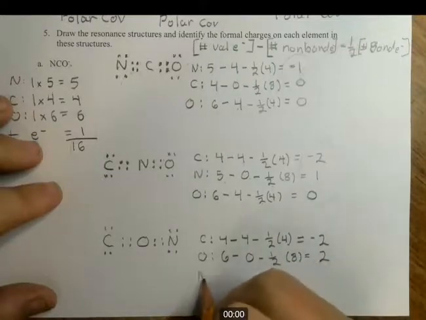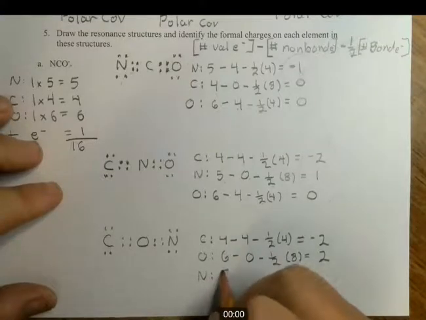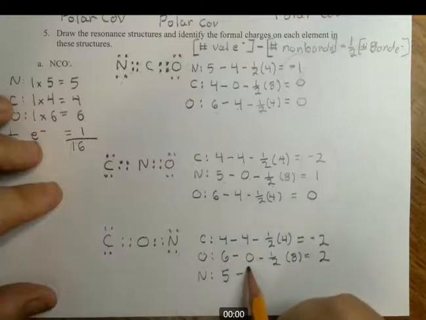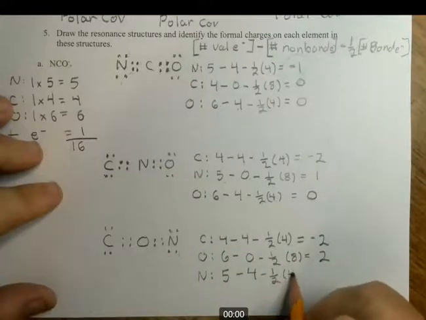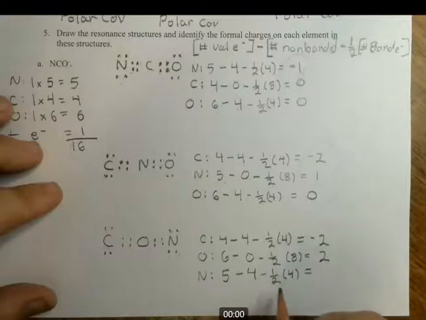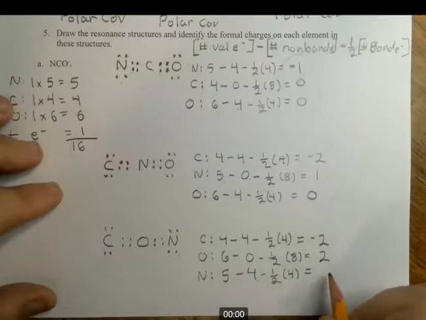And finally, nitrogen has 5. 1, 2, 3, 4 of them are non-bonding. And 1, 2, 3, 4 of them are bonding, half of those. So 5 minus 4 is 1, and half of 4 is 2. So it's 5 minus 4 is 1, minus 2 more is -1.